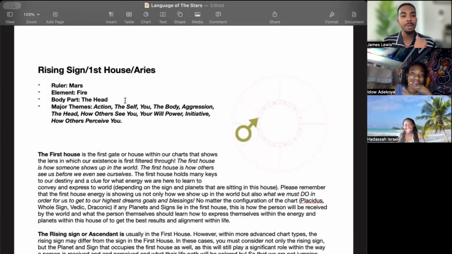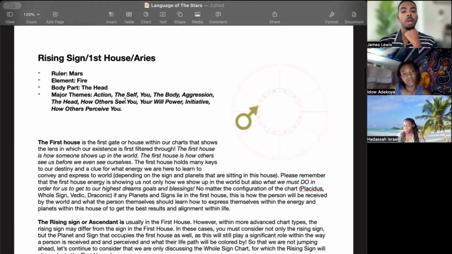Because I always want you to think about action. It is what the person is supposed to do. Okay. It is who they are. All right. Action, the self, you, the body. That's a big one too. That's a very important theme when it comes to the first house or Aries energy: the body. All right. Aggression, the head. This is also how others see you. This is your willpower. This is your initiative. And this is also how others perceive you.